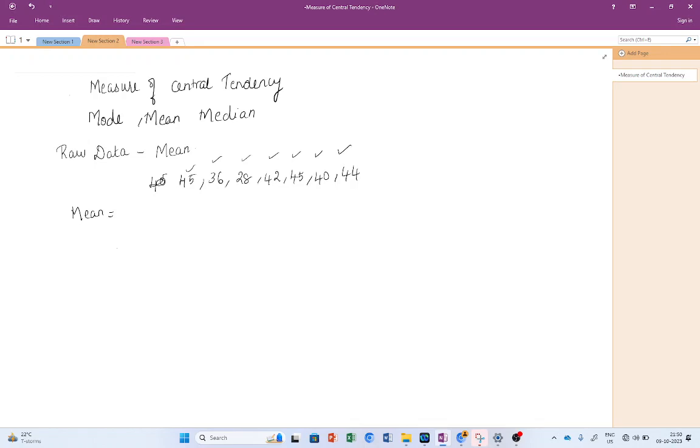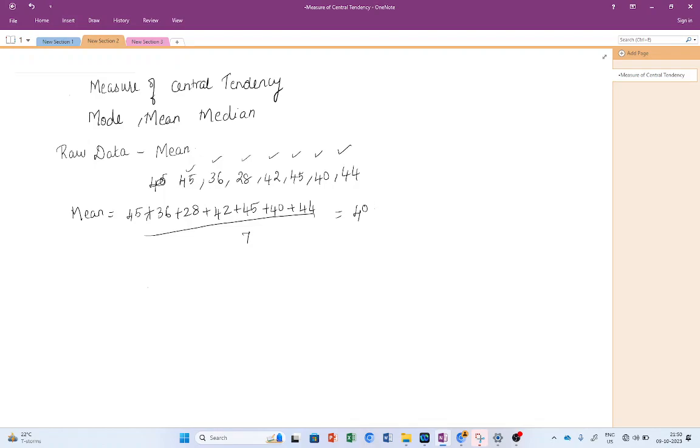To find the mean, you have to find the sum of all data, that is 45 plus 36 plus 28 plus 42 plus 45 plus 40 plus 44, the whole thing divided by 7. When you find the answer, it is nothing but 40. So this is the mean.